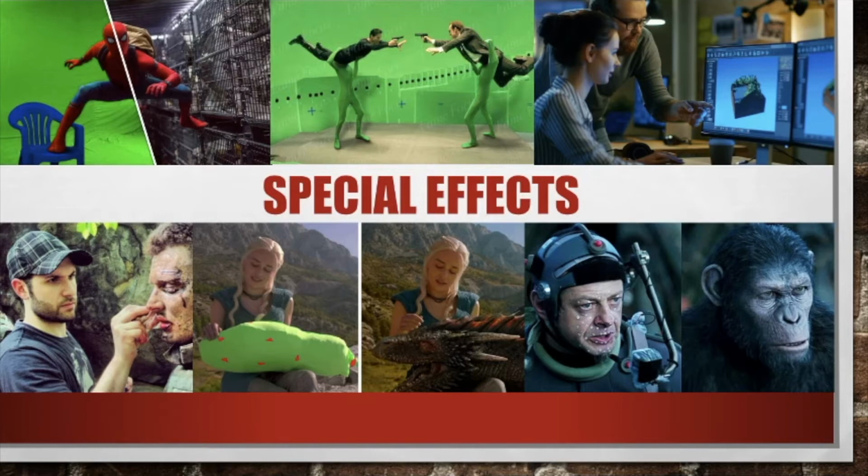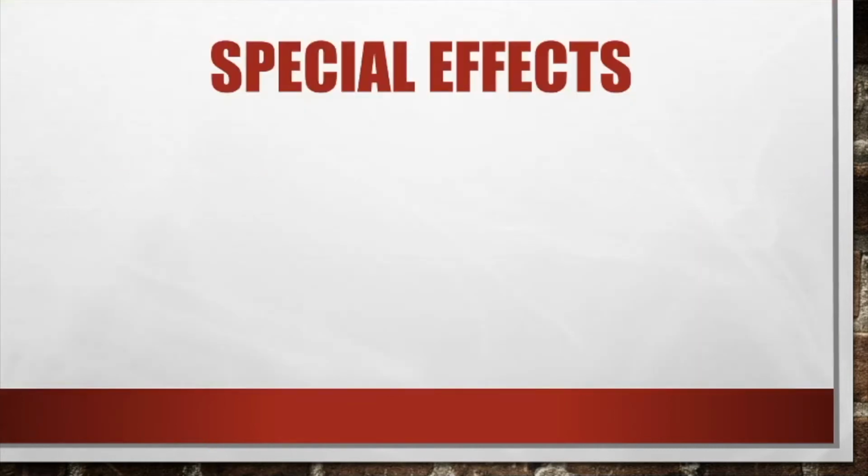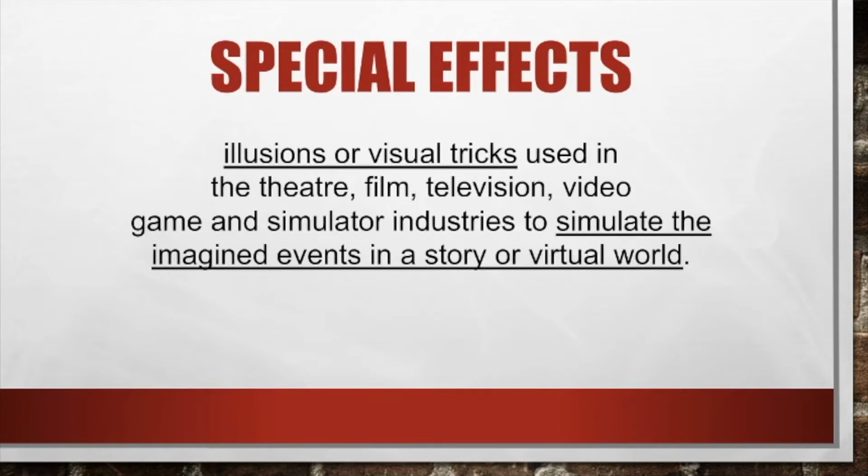Now, we see these in pretty much every movie, don't we? Even movies that you might not realise it have these kind of special effects. For now, though, what actually is the definition? Because I wasn't completely certain when I read this, and I've done some research recently. So, the official definition is that special effects are illusions or visual tricks used in the theatre, film, television, video game, and simulator industries to simulate the imagined events in a story or virtual world.